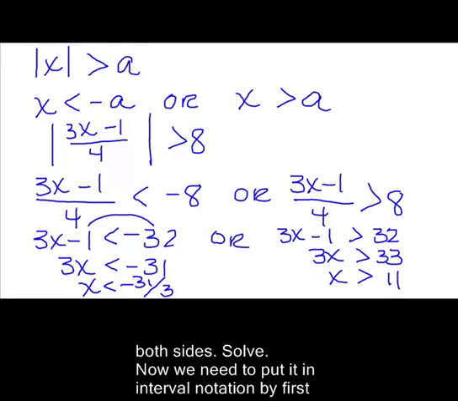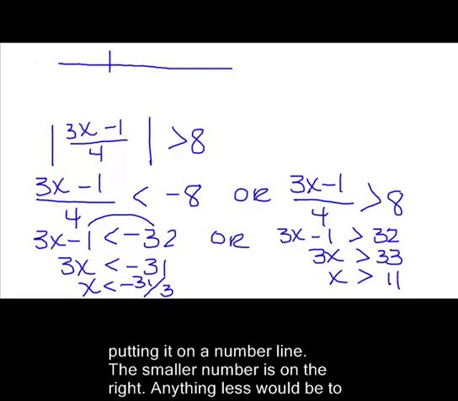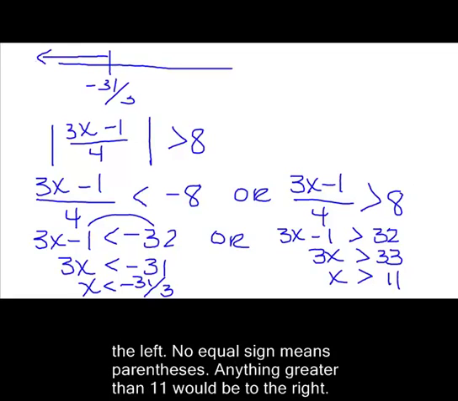Now, since this one is an OR problem, if I put this one on my number line and I take a look at it, let's erase a little bit here so that I have some room to put this on a number line. If I take this and I put it on a number line, anything that's less than negative 31 thirds will be all the numbers out to the left. Since there's no equal sign in my problem, I use a parenthesis. Anything greater than 11 would be out this way.